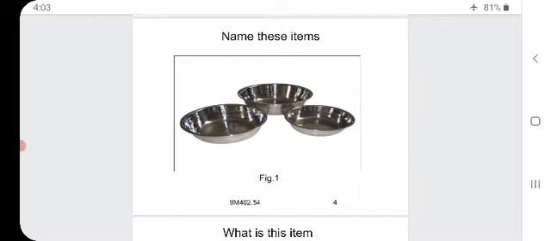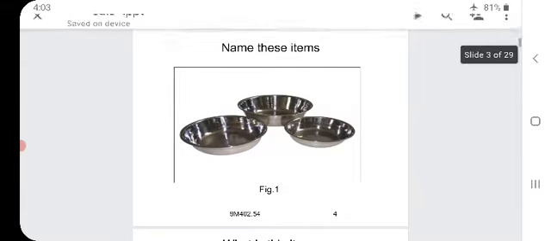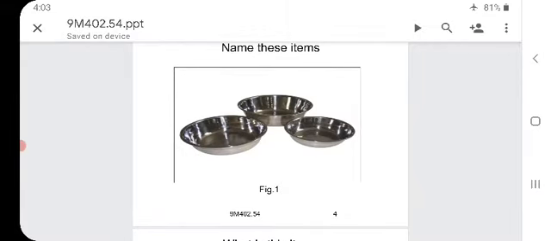Now we are going to see the chapter called press tools, jigs and fixtures. In that, first we are going to see the press tools.